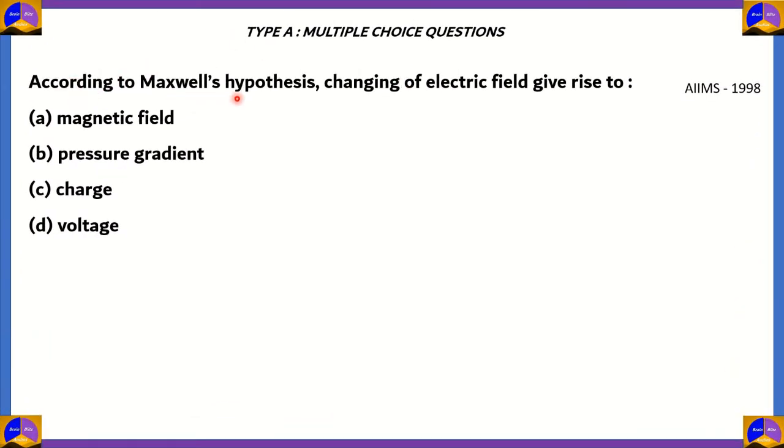According to Maxwell's hypothesis, changing of electric field gives rise to magnetic field, pressure gradient, charge, voltage. Which of these is the right option?